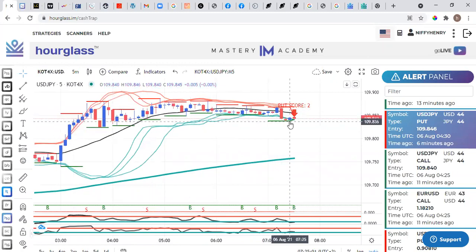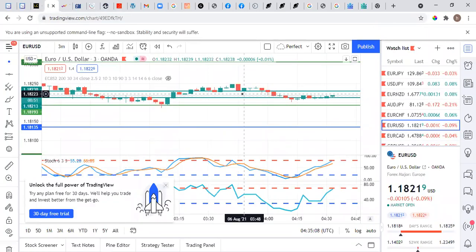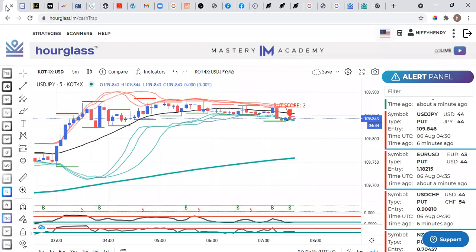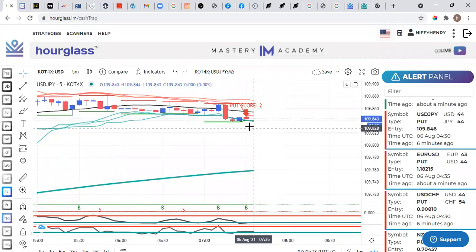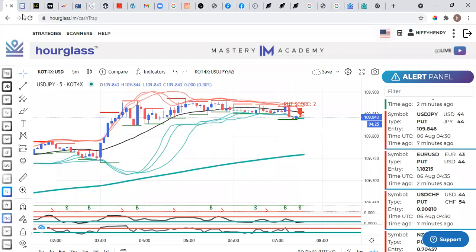Okay, so cash trap draws lines for you automatically. You don't have to, like TradingView, where you draw it yourself and all that. So when you see lines like this, they mean support line. And you know that when your candles touch the support line, you're looking for buy now. Like here, it's close to touching. I think it's touching the support line already. So you'll be looking for buy.